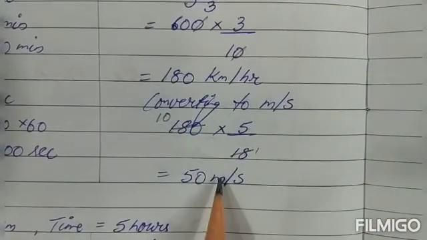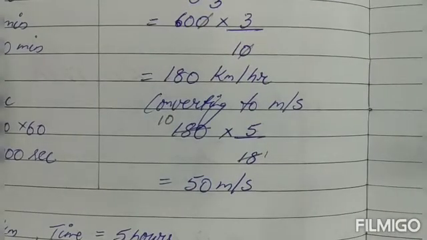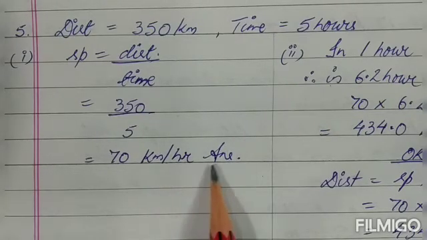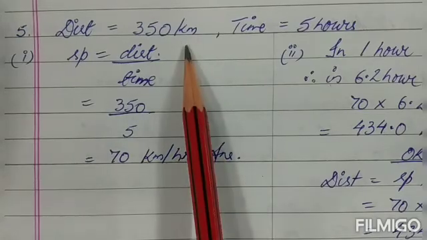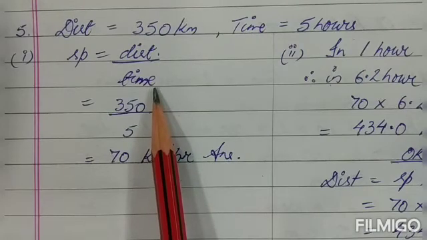Now for this question I have taught you both the methods, children. Whichever method you feel is easy, you do it by that method. Let's see the last question, that is the fifth question, where the distance is given as 350 kilometers and the time is given as 5 hours. Now it has 3 subparts. How are we going to do it?